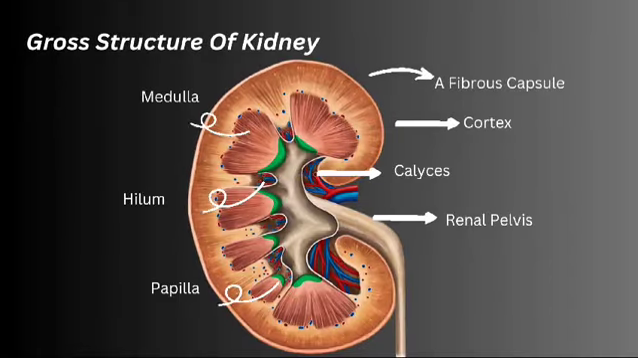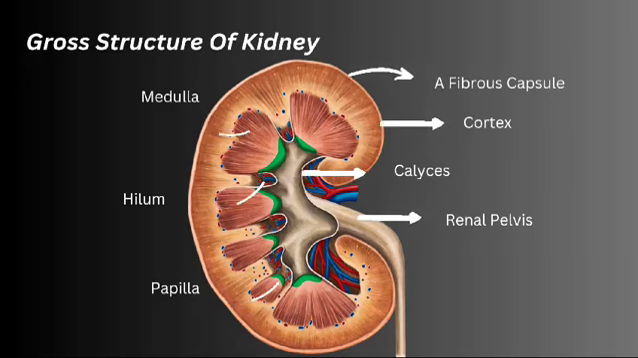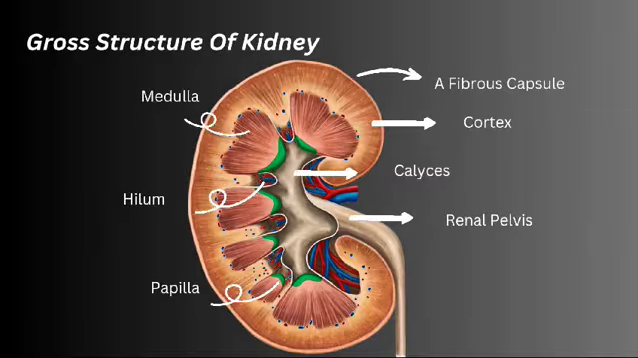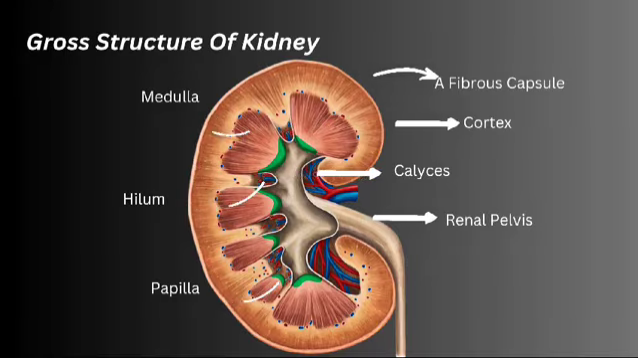Gross structure of the kidney. A fibrous capsule surrounds the kidney. The cortex is a reddish-brown layer of tissue immediately below the capsule and outside the pyramids. The medulla, the innermost layer, consists of pale conical-shaped striations, the renal pyramids. The collecting ducts transport urine through the pyramids to the renal pelvis, giving them their striped appearance.